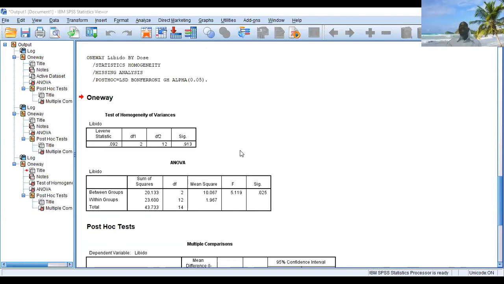0.913. So what the computer usually does is compare the variances of the three groups. If the variances are significantly different, the p value will be very low, less than 0.05. But now that the p value is extremely high, that shows that the variances are the same. So the requirement is met.